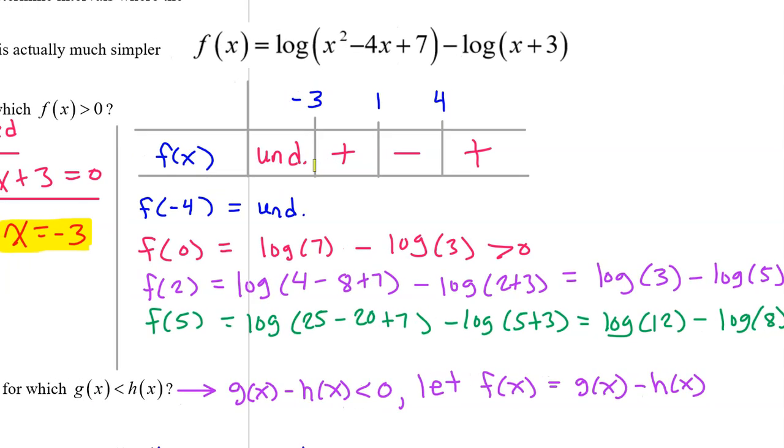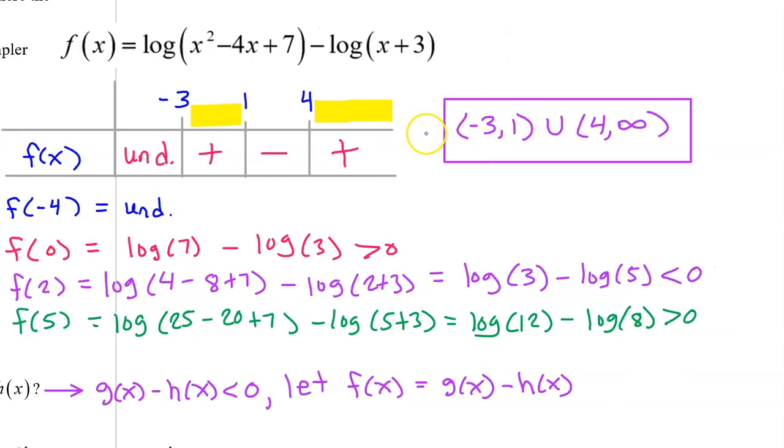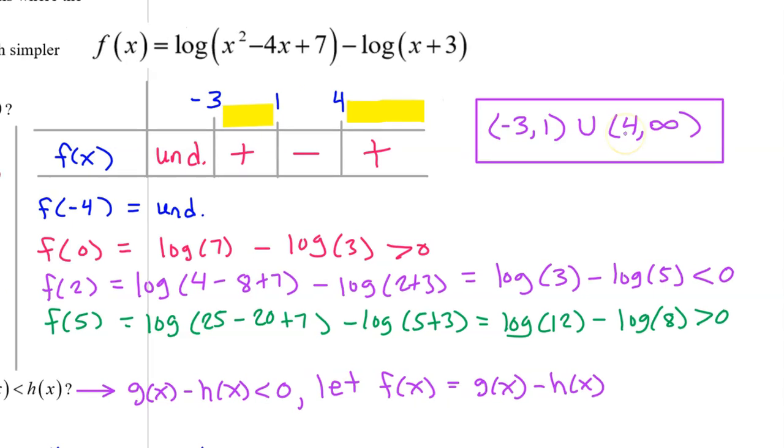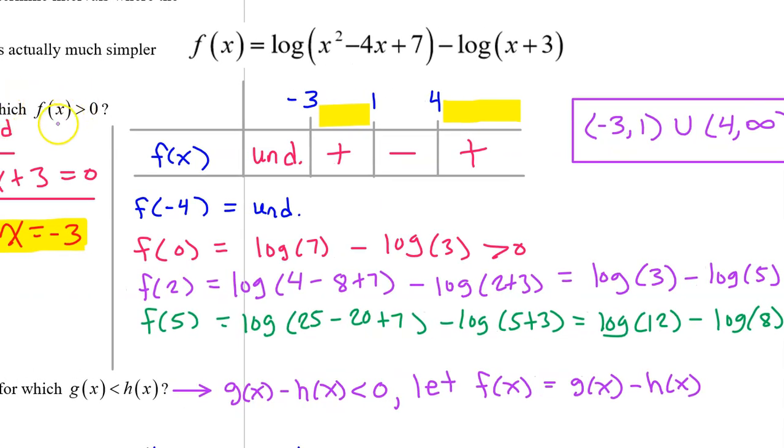Remember, we are looking for where f of x is greater than 0. So the solutions will be in these intervals where f of x is positive. f of x will be greater than 0 on the open interval from negative 3 to 1, union 4 to infinity. Notice that if they had asked where f of x was greater than or equal to 0, then we would have used brackets on the 1 and the 4 instead of parentheses. The negative 3 would get a parenthesis no matter what because f of x is undefined at negative 3.